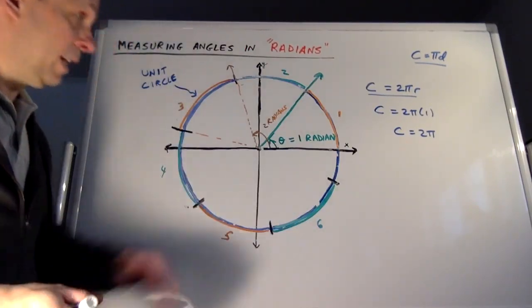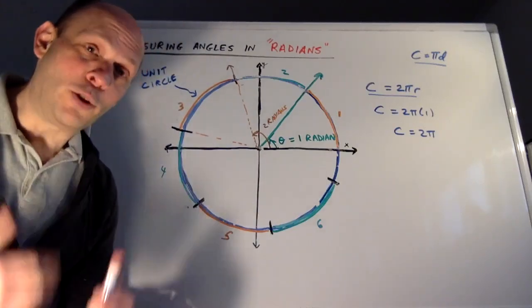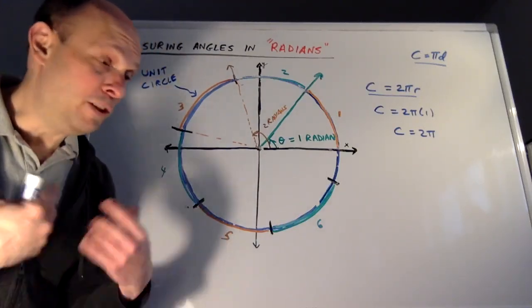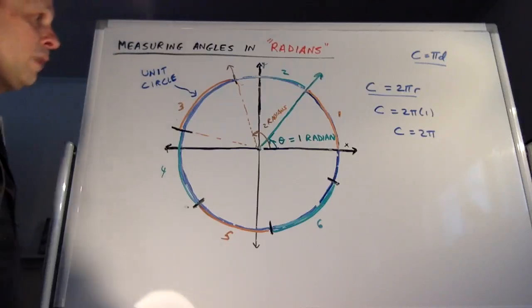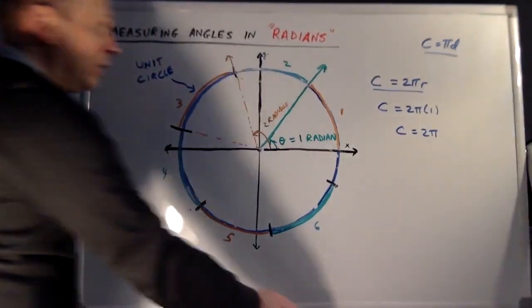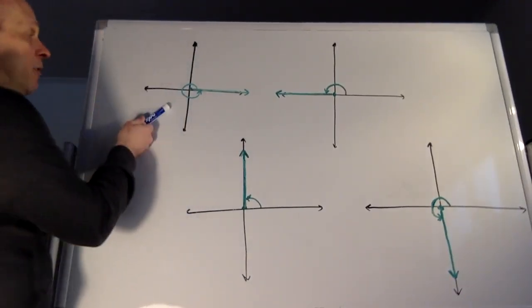So what we see here is that a full circle in radians is 2 pi radians. So 360 degrees and 2 pi radians are the same. And that's our starting point for radians. 2 pi radians is 360 degrees. And that's what we have a picture of here, right?